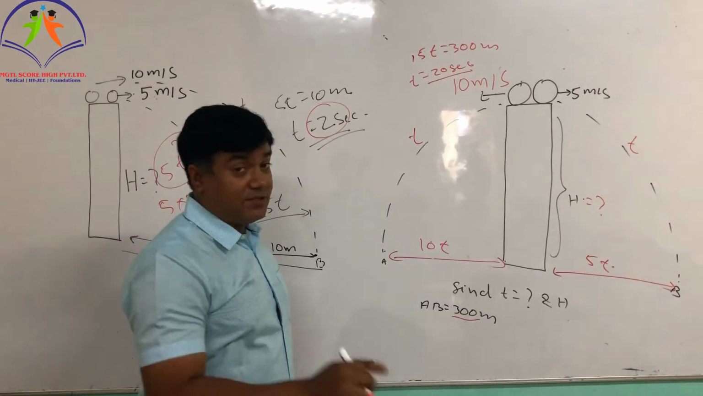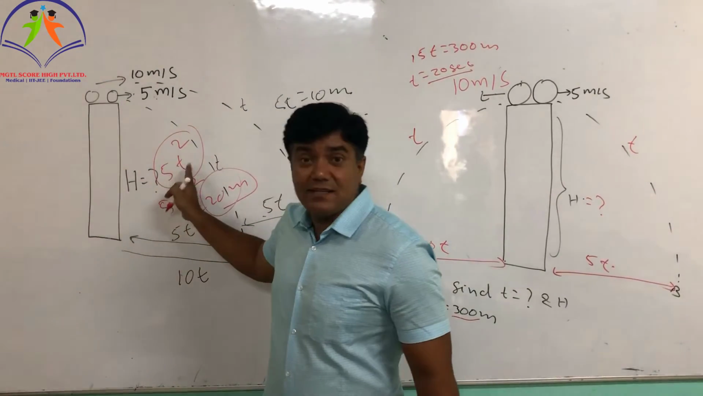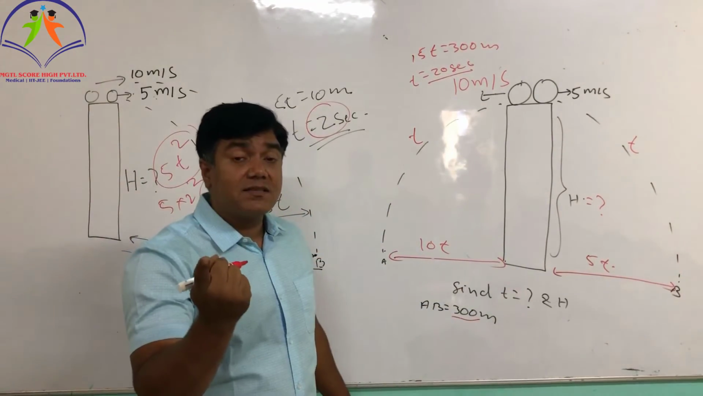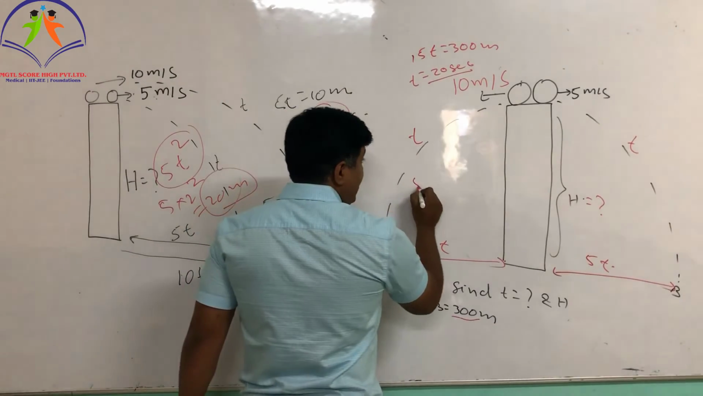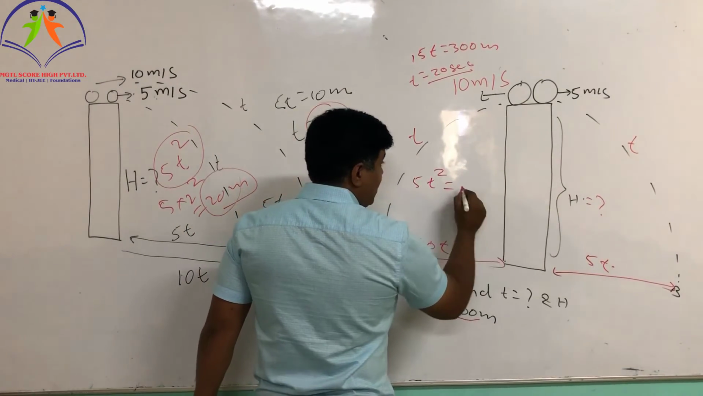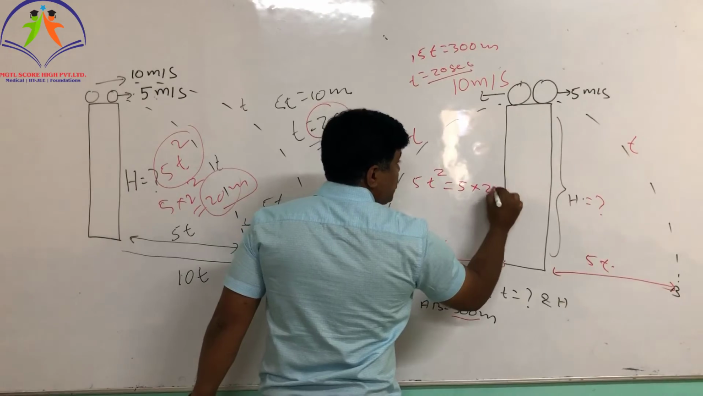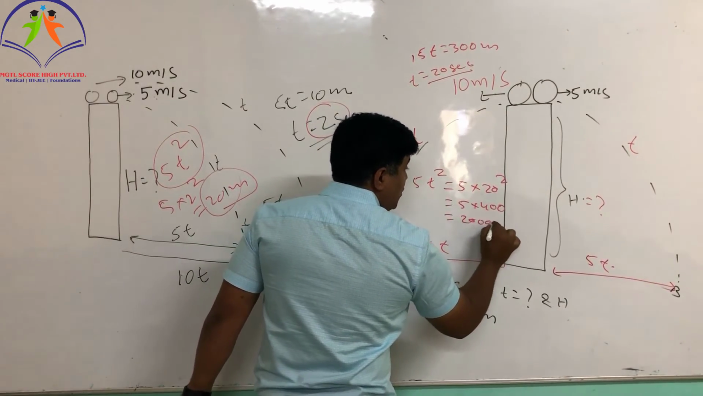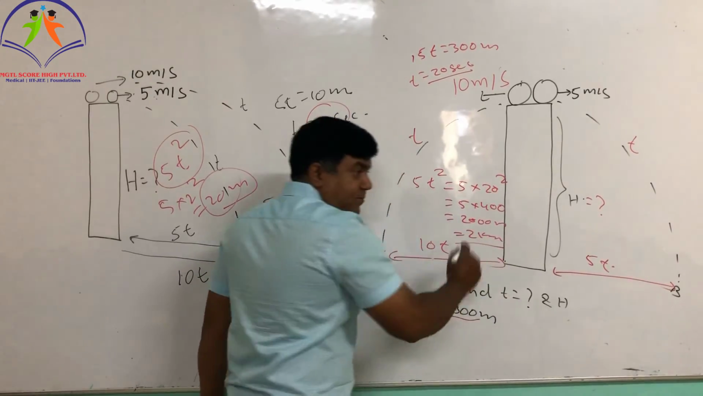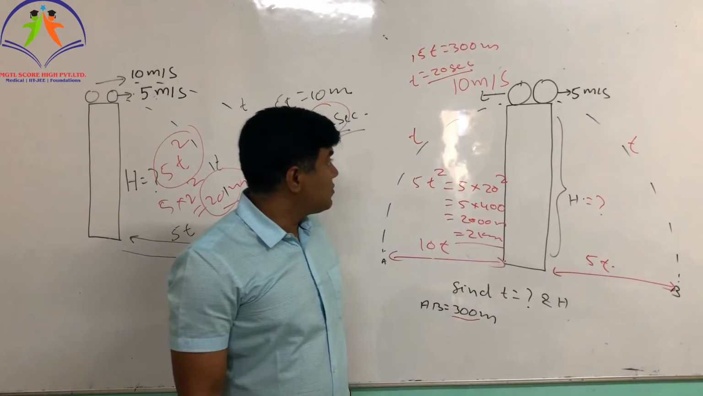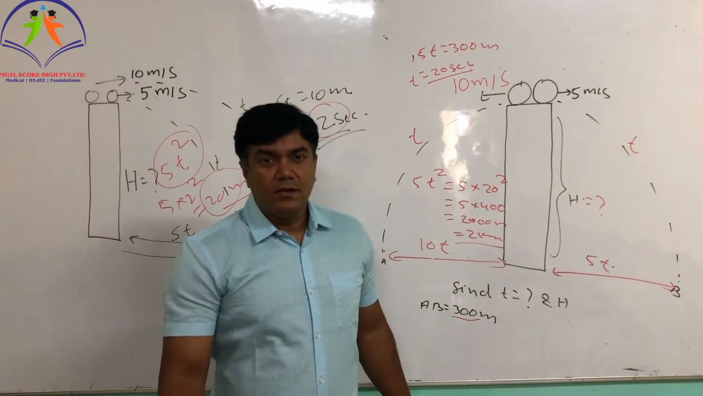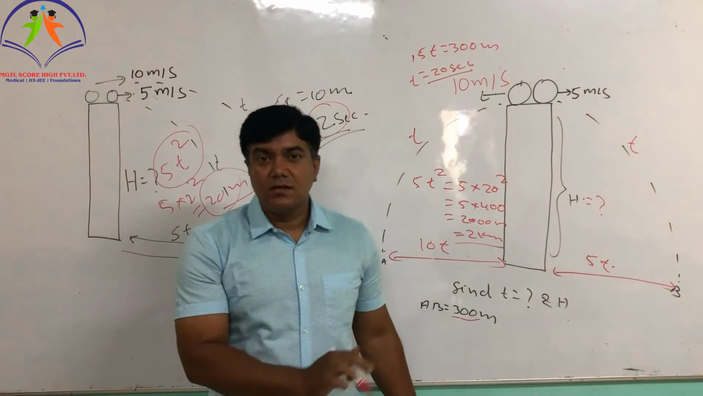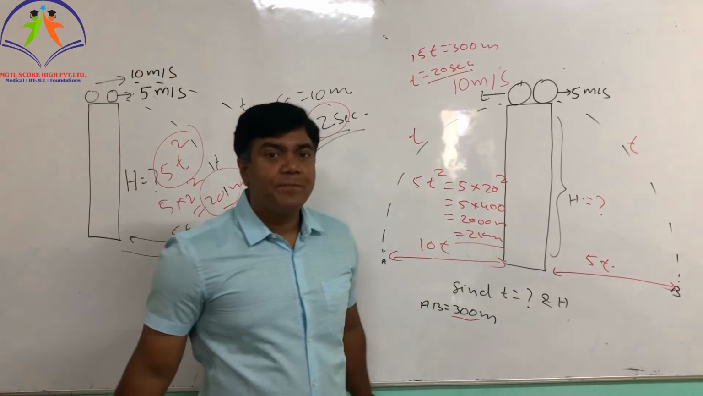And for the height of the tower, use 5t square. This is a game-changing shortcut for finding h max or height of the tower. So 5 into t square equals height of the tower. 5 into 20 square, so 5 into 400, equals 2000 meter or 2 kilometer. The height of the tower is 2000 meter or 2 kilometer. See the simplicity of the shortcut, how you tackle these two questions with ease without using any formula.